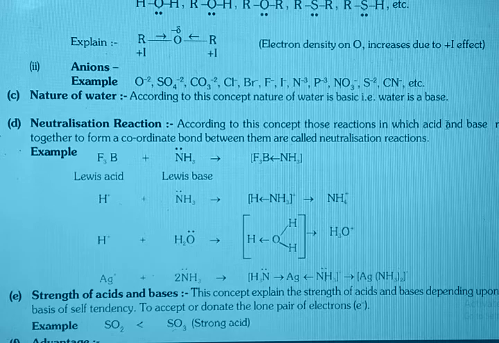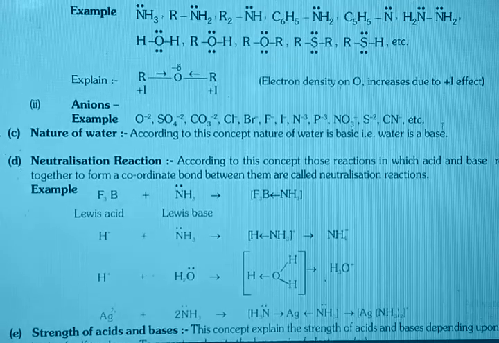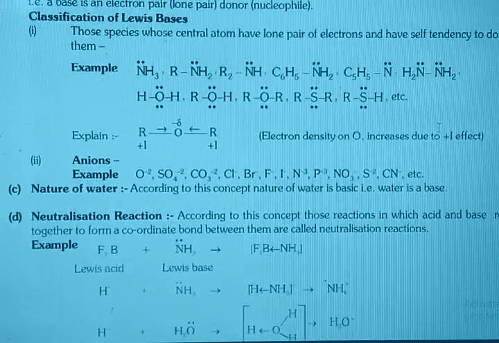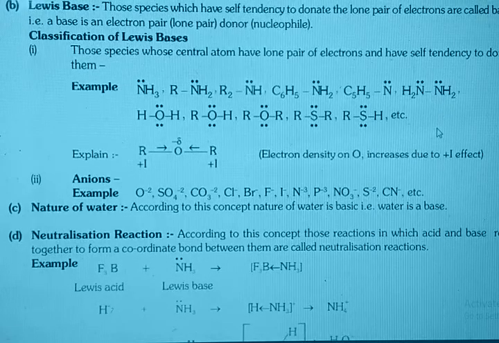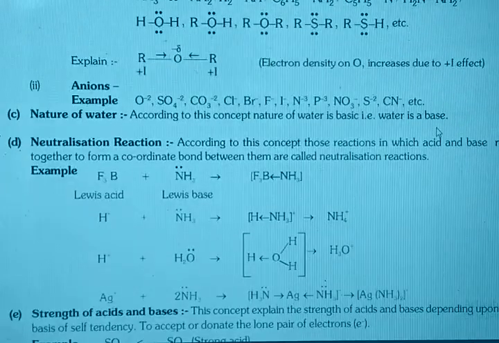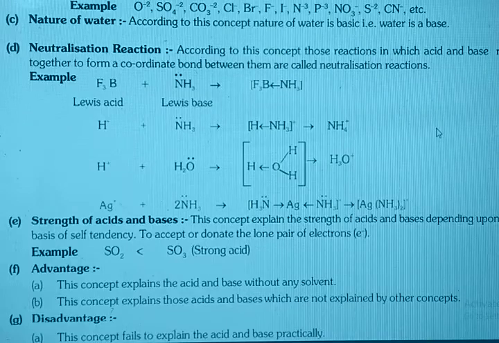Why is it basic? Because it has a tendency to accept a lone pair of electrons. Sorry, it has the tendency to donate. Remember the word: in a Lewis base, they have a tendency to donate a lone pair of electrons, so they are Lewis bases. And chemical species which have a tendency to accept a lone pair of electrons are Lewis acids. Okay, the nature of water is Lewis base.